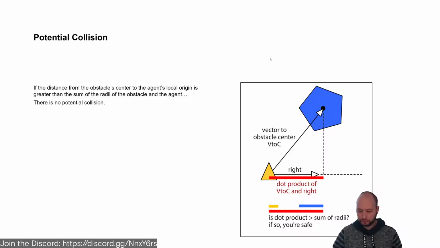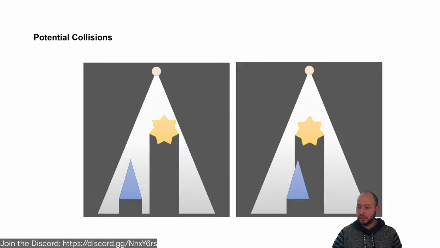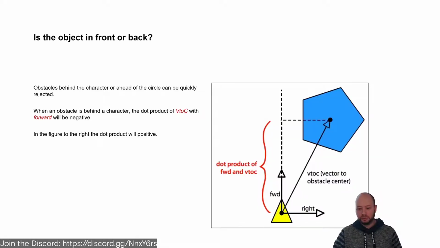So, cool. Now what about multiple collisions? In this case, how do we determine if there are multiple collisions? There's a couple of ways to deal with this, but in the context of this algorithm, there's one way. The first thing we do is filter out objects that are behind us. To do that, we take the dot product of the V2C with our forward vector. If it's positive, then it's in front of us. If it's negative, then it's behind us.